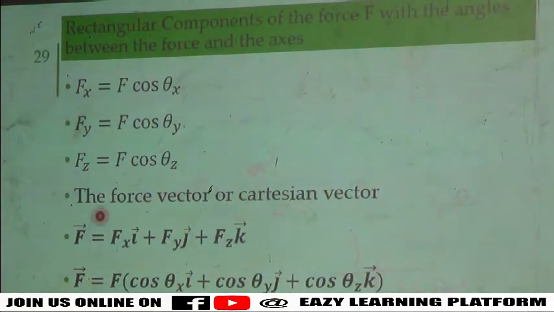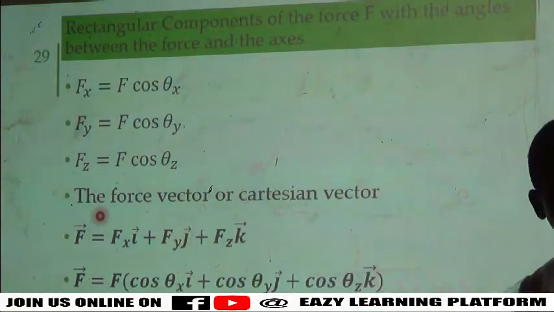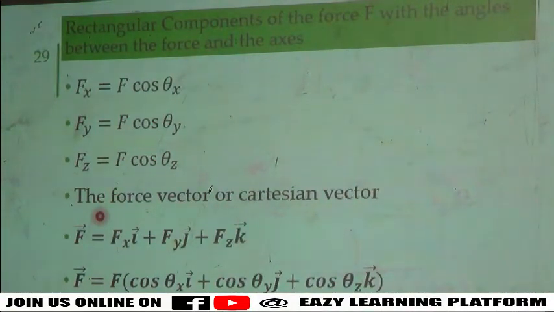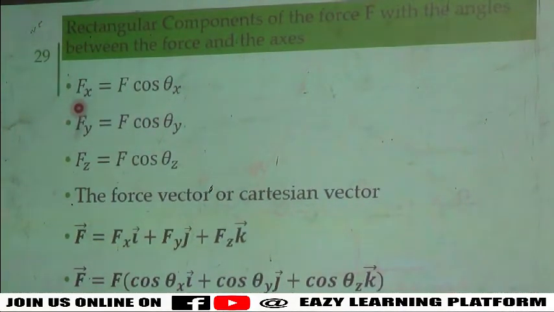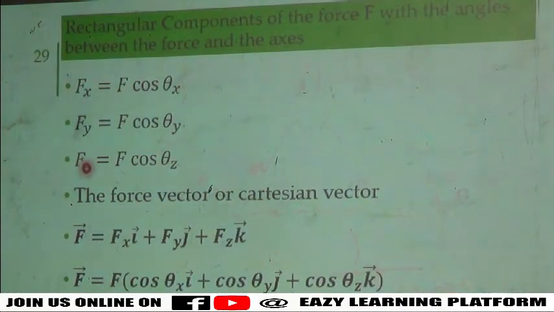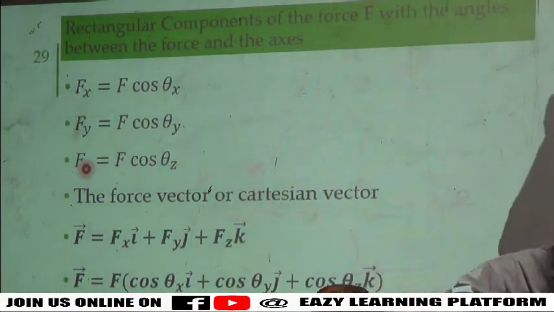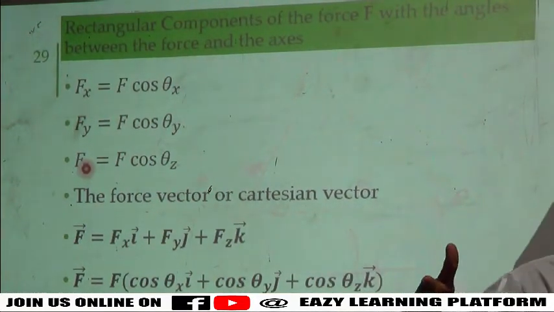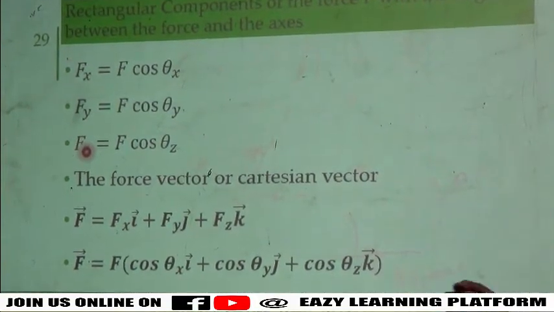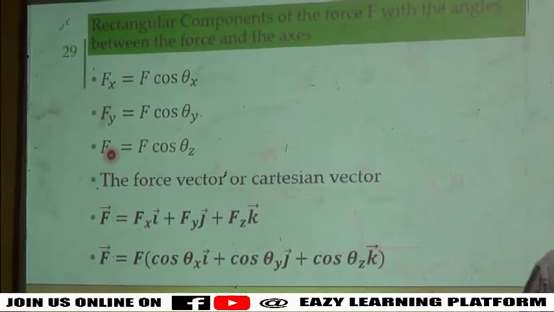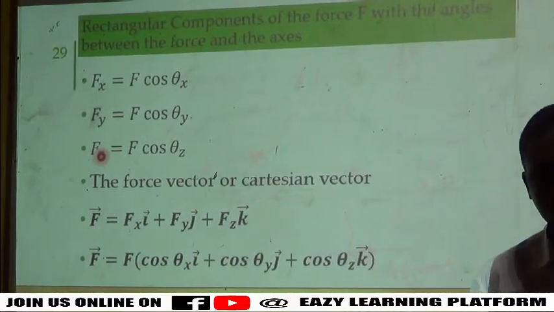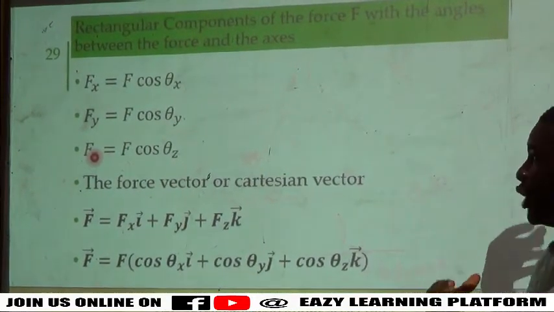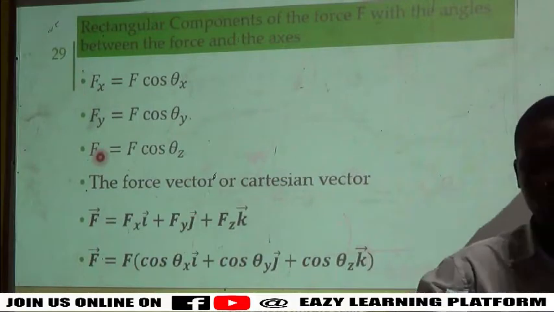Now the force vector, or the Cartesian vector. This gives me magnitude. Fx is a magnitude, Fy is a magnitude, Fz is a magnitude. Now I want to find it vectorially as a force vector. How do I convert it into a force vector? Now we have unit vectors. What are unit vectors? A unit vector is a vector whose magnitude is 1.